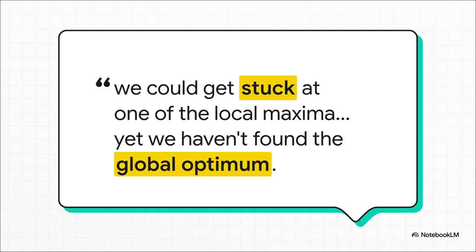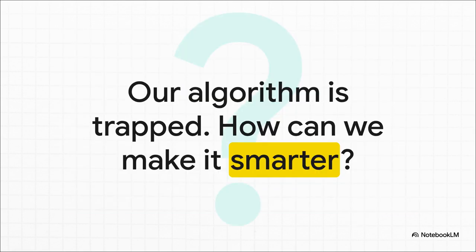And this quote just hits the nail on the head. This simple, greedy approach has a huge blind spot. It can get stuck. It finds what's called a local minimum. A valley that's pretty deep, sure, but it has no way of knowing if there's a much, much deeper canyon, a far better solution, somewhere else on the map. So our algorithm is trapped in a solution that's good, but not great.